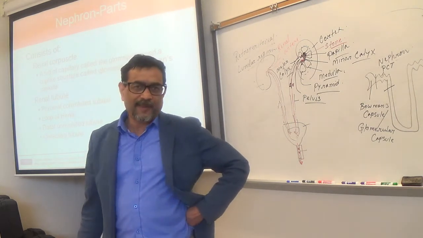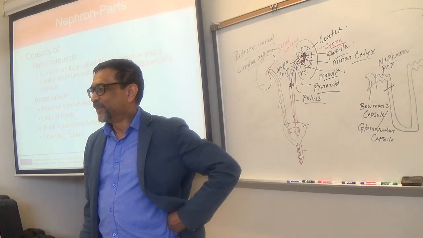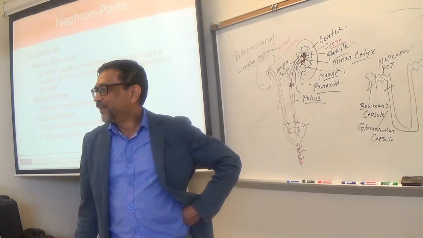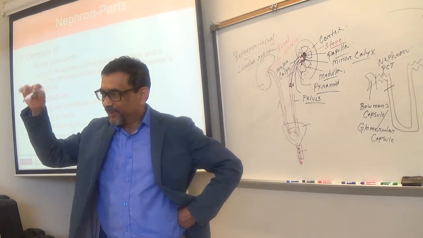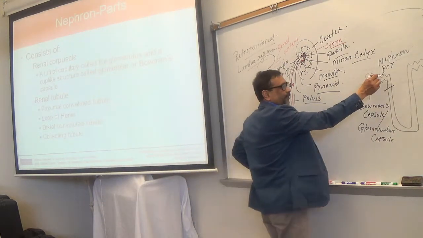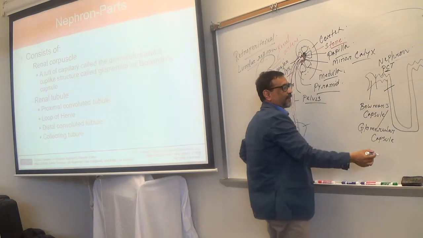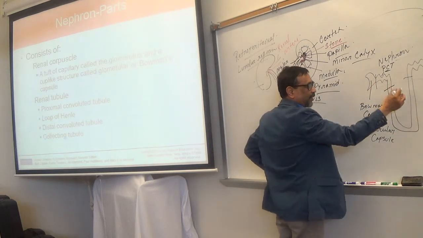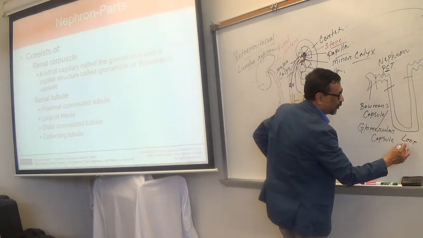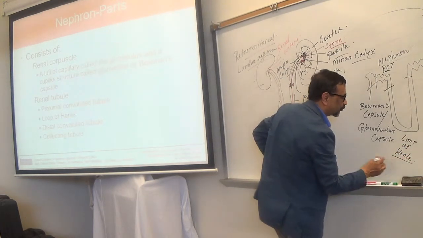Convoluted means what? Anybody? Straight or not straight? Have you heard this word, convoluted? Not straight. It's spiral, like this. So in the proximal part, you see this is not straight. So proximal convoluted tubule. And then this part is called the loop. You see, it's U-shaped. This is called the loop of Henle.